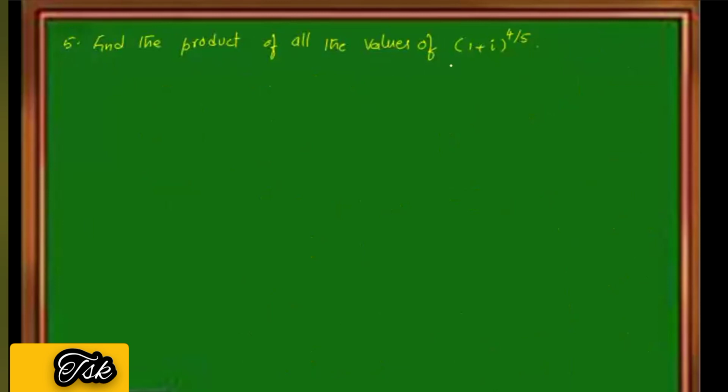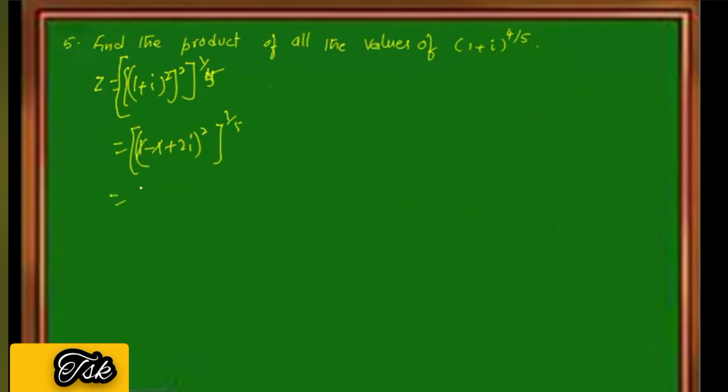Find the product of all the values of this. So let us represent z is equal to (1 plus i) whole square, and then whole to the power of 1 by 5. This (1 plus i) whole square is (1 minus 1 plus 2i) whole square, and then whole to the power of 1 by 5. This gets cancelled. 2 square is 4, i square is minus 1, and then whole to the power of 1 by 5. So 4 to the power of 1 by 5 into cis (pi) whole to the power of 1 by 5.